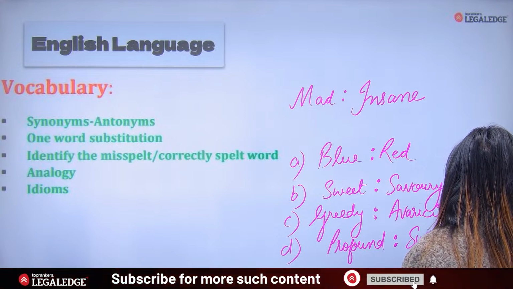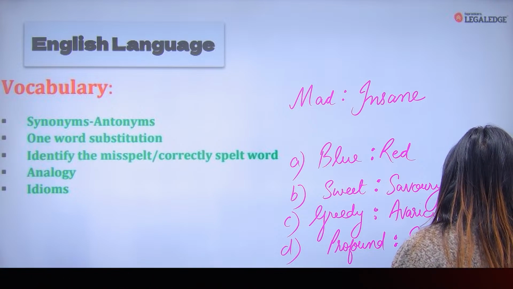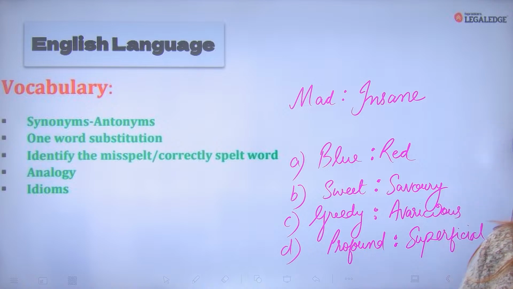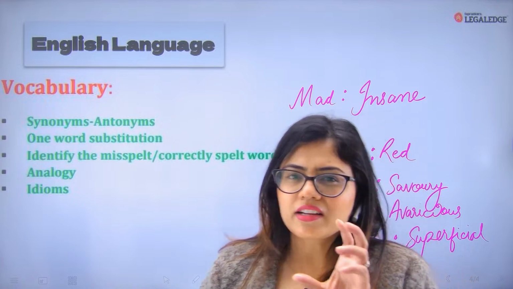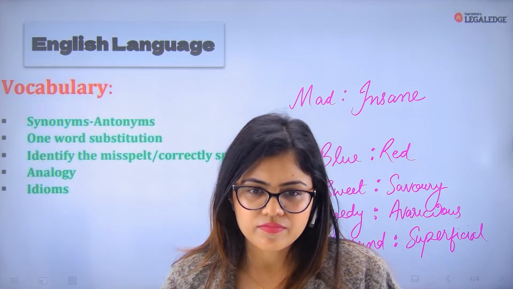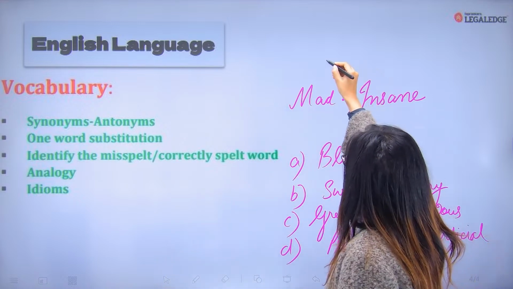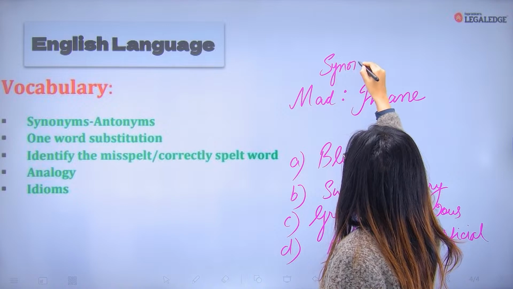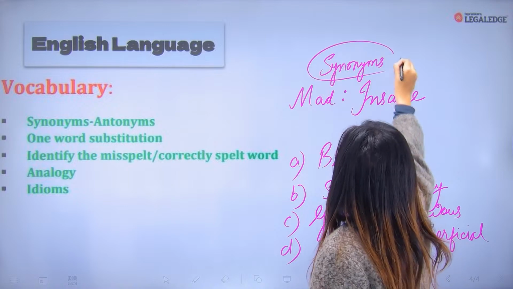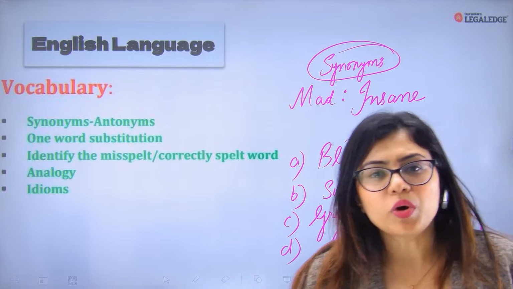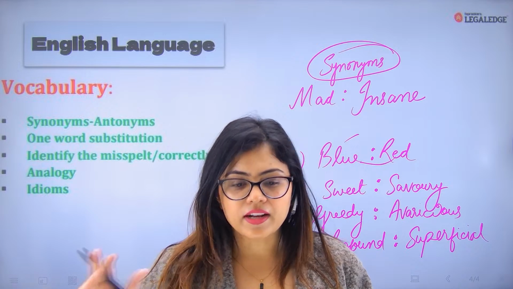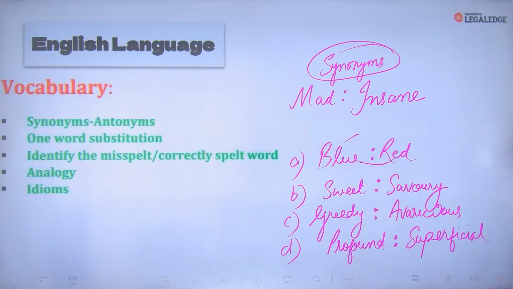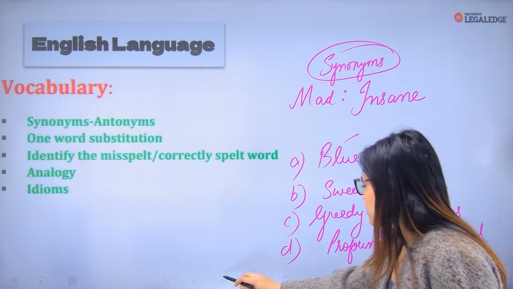Yes, so this is your question on analogy. Mad is to insane. Can you understand the connection between the word mad and insane? It has a connection of being synonyms of each other. Now, you are supposed to identify another combination that is a pair of synonyms. Out of these four options, can you find a pair of synonyms? And that is going to be your answer.